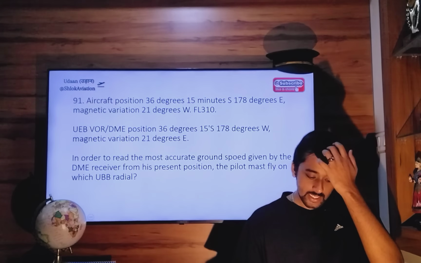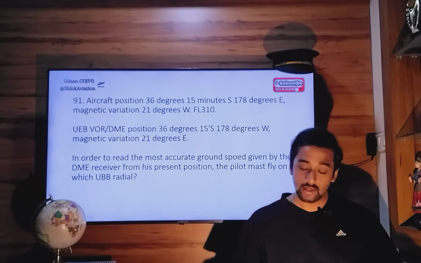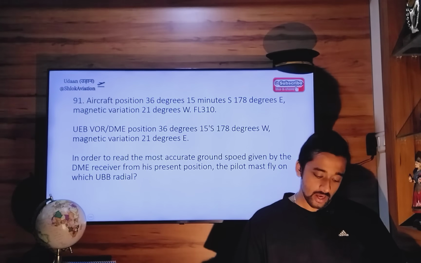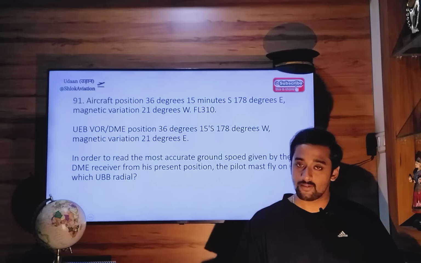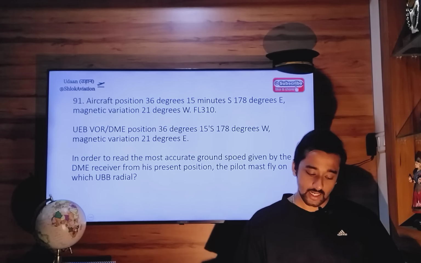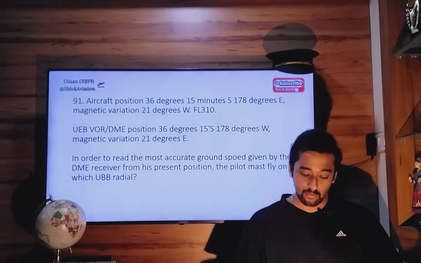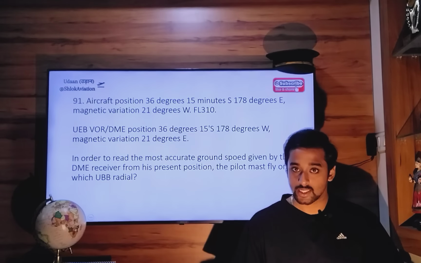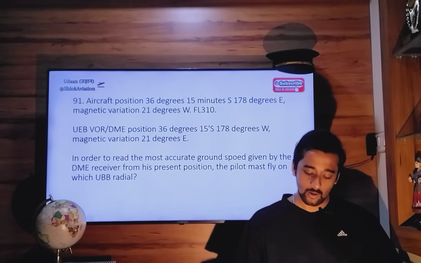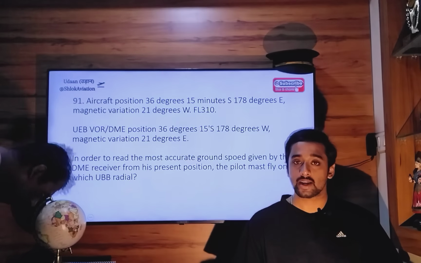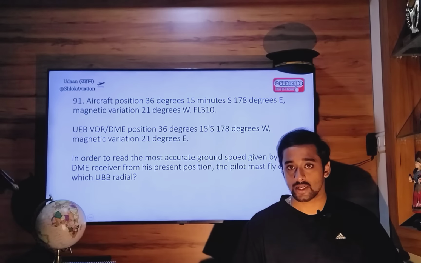Aircraft position is 36 degrees 15 minutes south, 178 degrees east. Variation is given to you, 21 degrees west. Flight level is given. VOR is at a different position, 36 degrees 15 minutes south but 178 degrees west. Pay attention here, variation there is given. We have to find out the radial at which the aircraft must fly in order to get the accurate ground speed indication.